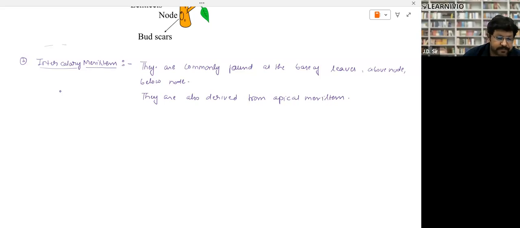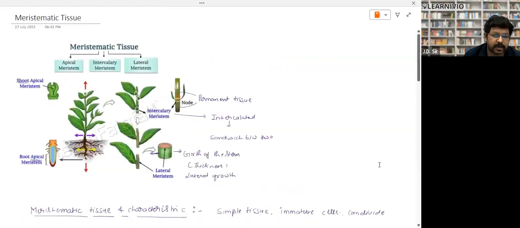They help in elongation of organs. That organ may be fruit, that organ may be stem, whatever the organ is. So that is their function, right? And we have already discussed the intercalary meristem. Intercalated means sandwiched, so this is the note.